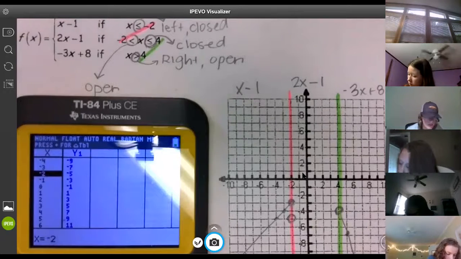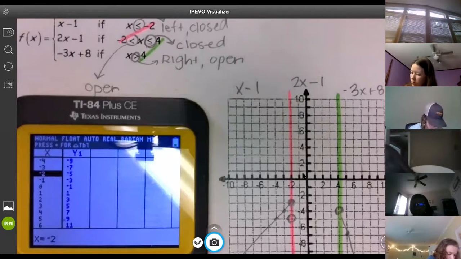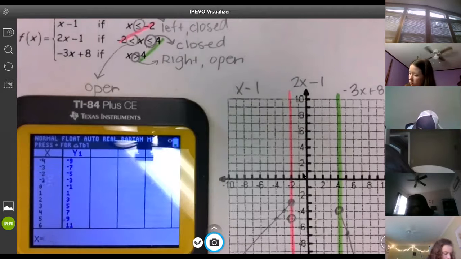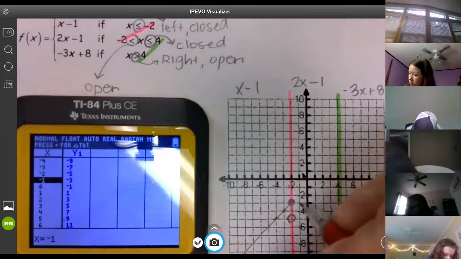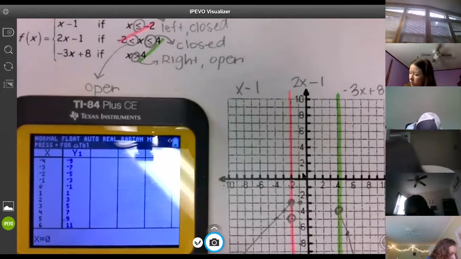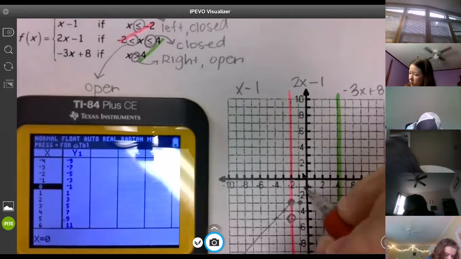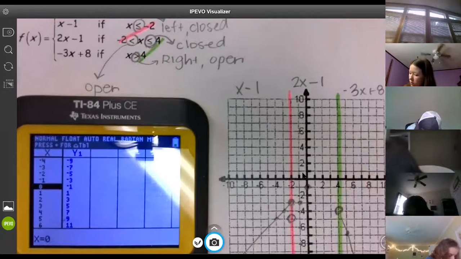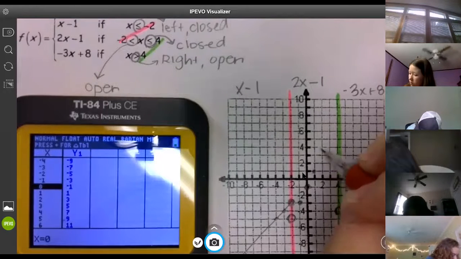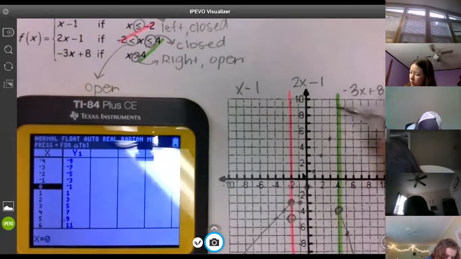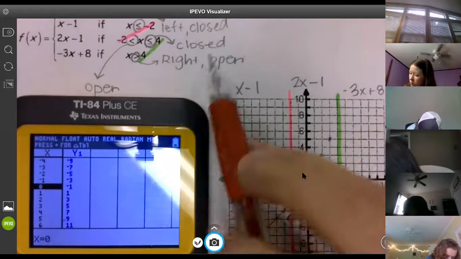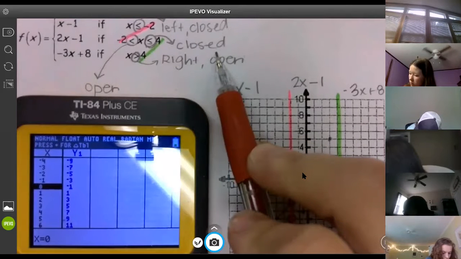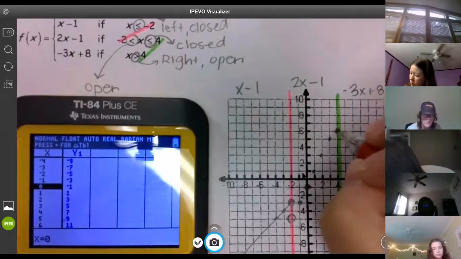We want to find all the points in between -2 and that green line 4. So -1, -3, 0, -1. You guys can see the pattern. But what happens when I get to the green line? Is it open or closed? What did you tell me? It's closed. So I'm just going to put my point there.